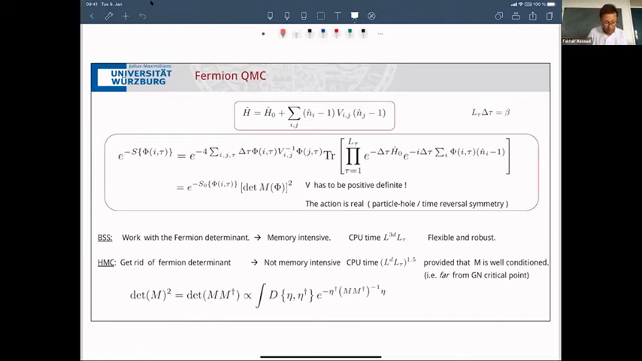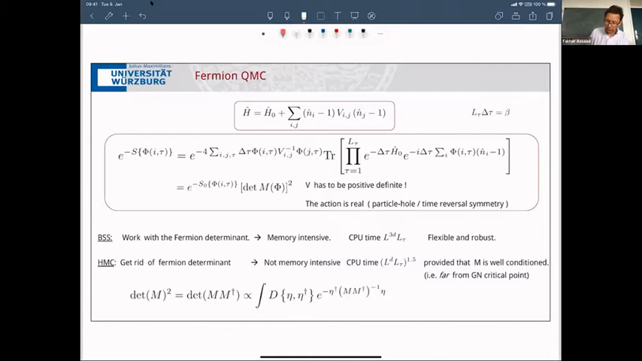On the other hand, if you want to speed this up, the only way is to get rid of the determinant, and that's what is done more in the high energy community. Namely, the determinant squared can be written like this, and then you can throw in some new variables, eta. These are pseudo fermions, and you use them to evaluate the determinant stochastically. This algorithm is hard to make work, not technically hard to implement, because it can go rather unstable if M is not well conditioned. You can have problems with ergodicity, et cetera.